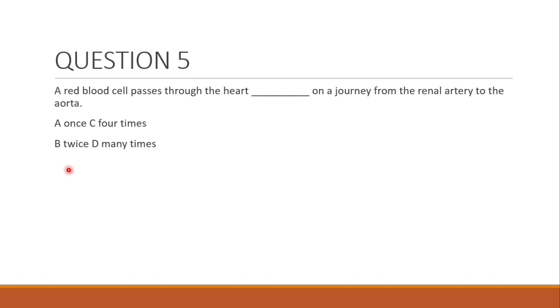I'm sure you've done that. The answer for question 5 is B, twice. A red blood cell passes through the heart twice on a journey from the renal artery to the aorta. Are you following? Alright.